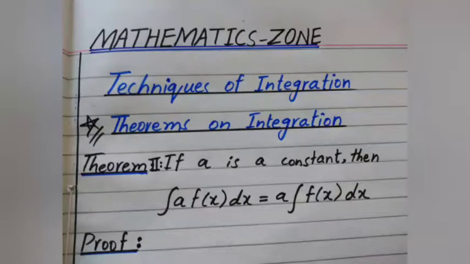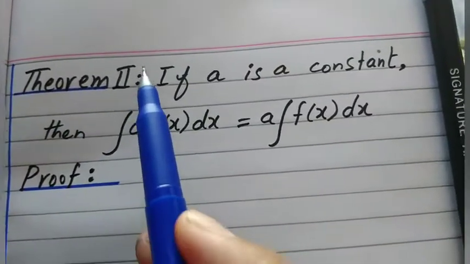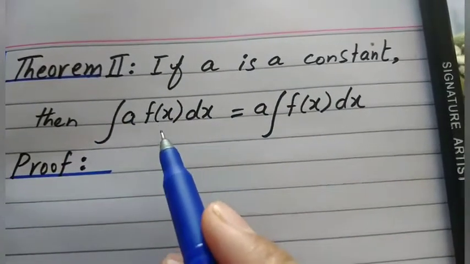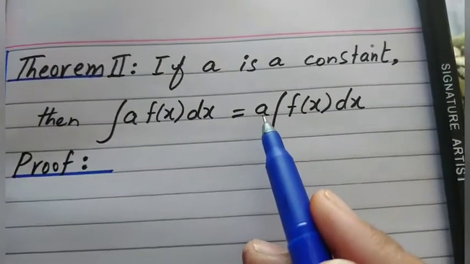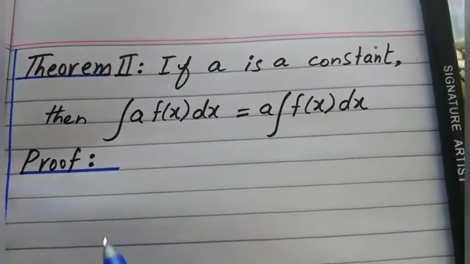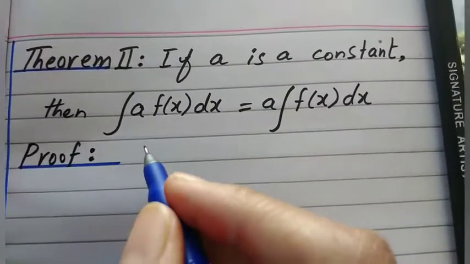In the unit techniques of integration, we have started theorems on integration. The second theorem is: if a is a constant, then the integral of the product of a constant and the function will be equal to the product of the constant and the integral of the function f of x. So let's start the proof.